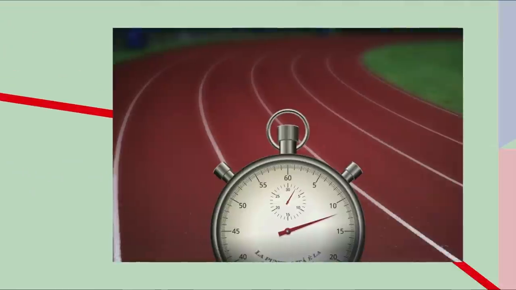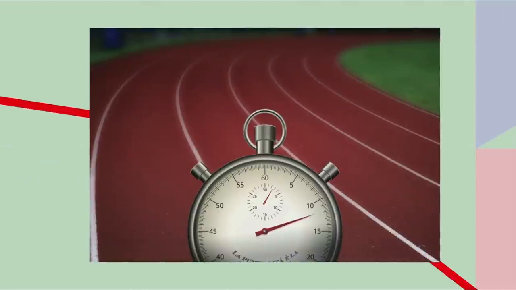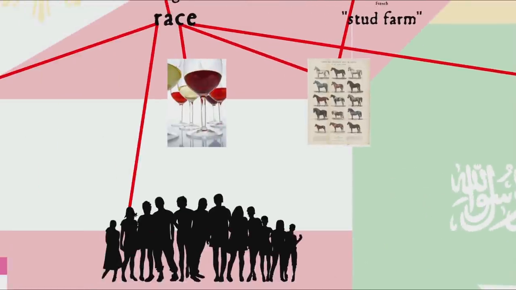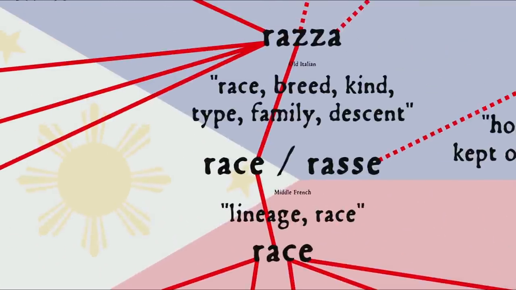First of all, it's not related to that other word race, as in to run, which comes from Old Norse ras, a running, a rush of water, ultimately from Proto-Indo-European ers, to be in motion. The earliest senses of the non-running word race include things such as a class of wine, a type of person, and a breed of horse.